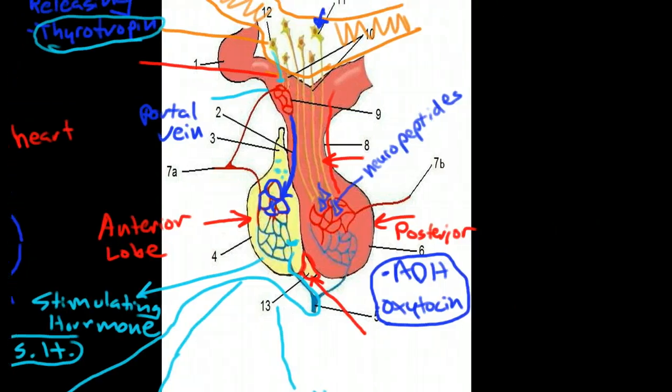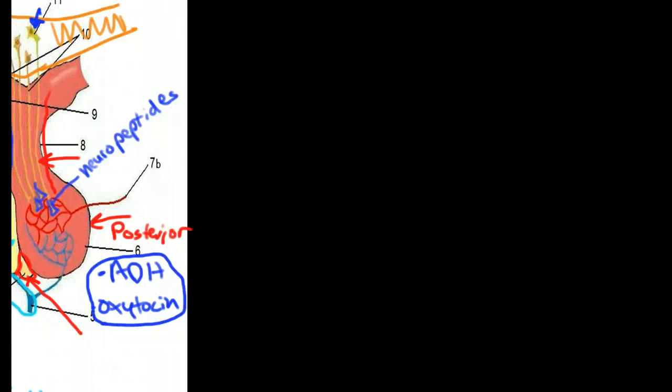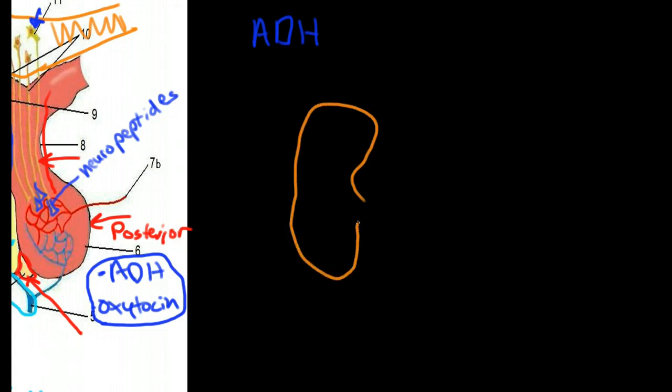Okay, so what do these hormones do? Well, let's talk about ADH first. So again, ADH is a neuropeptide that is released from the axon bouton and into the capillaries of the posterior pituitary, and from there into the general circulation. Okay, so ADH. What does ADH do? Well, the receptors of ADH are in the kidneys. For some reason, kidneys are always supposed to be orange.